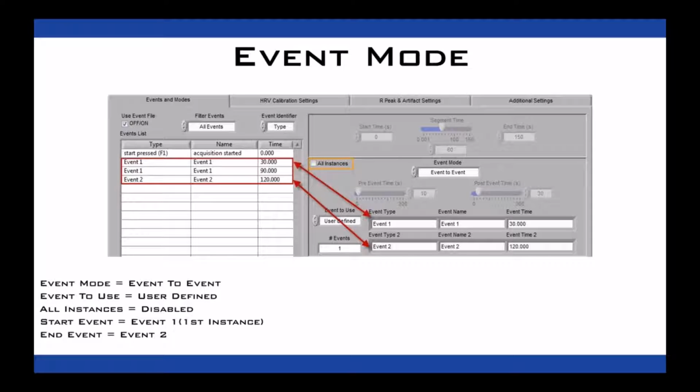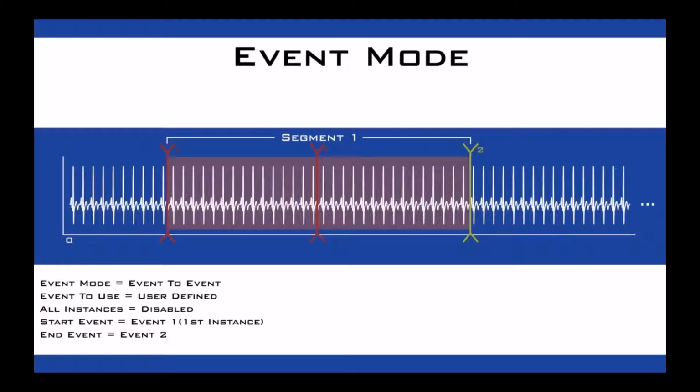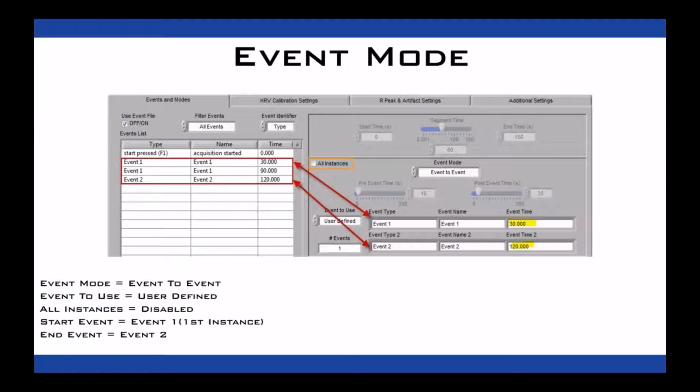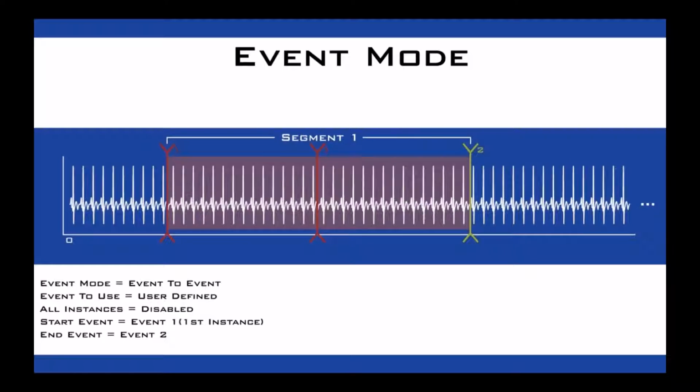And let's see here, and then user defined. Okay, cool. And so what we've done here is we have event 1 that occurred twice, and then we have event 2. We've chosen event 1 that occurred at 30 seconds, and event 2 with the only iteration, which occurred at 120 seconds. What that does to our data is it creates one segment, from the first iteration of event 1 all the way to event 2, 30 to 120 seconds. And that creates one segment.